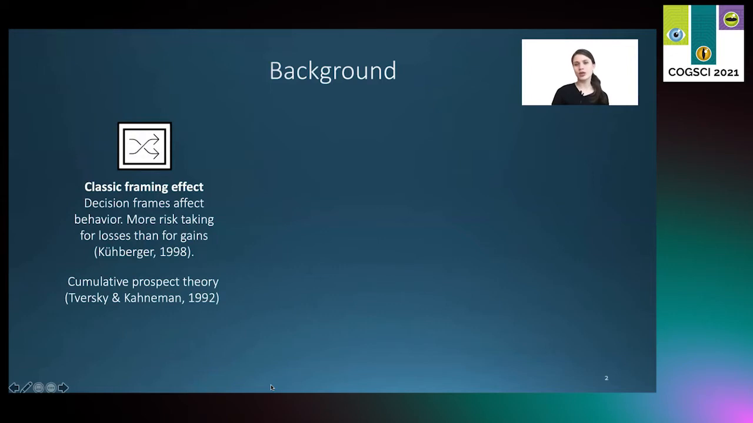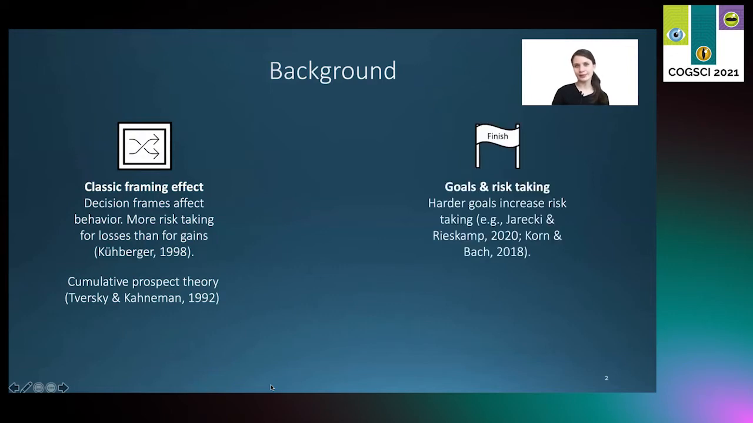Research also showed that goals influence risk-taking. By goals, I mean resources that people have to earn in a limited time. People repeatedly choose between a safe, low-variance option and a risky, high-variance option in order to reach a goal in a limited time. Research found more risk-taking for higher goals, which are harder to reach, and for shorter time. The standard model for this is risk-sensitive foraging theory.